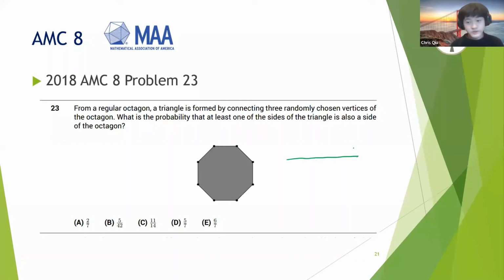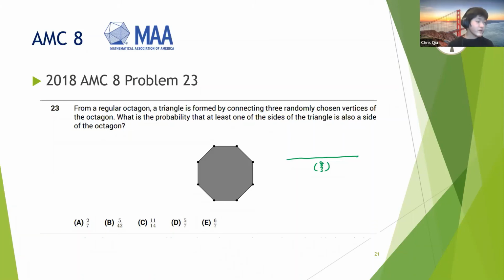All right, since we're dealing with probability, one thing we can do is start by finding the total number of possibilities to choose 3 points and form a triangle. And this number is just 8 choose 3, which is 56, since we're choosing 3 of the vertices from the 8 to form a triangle.